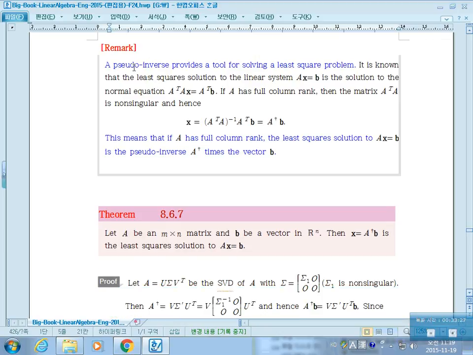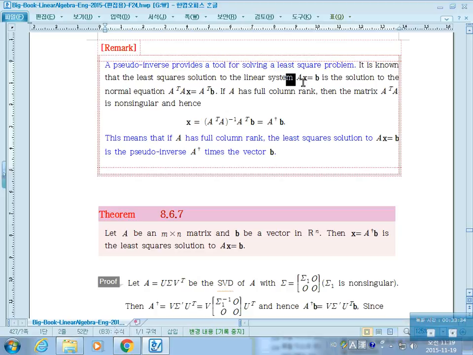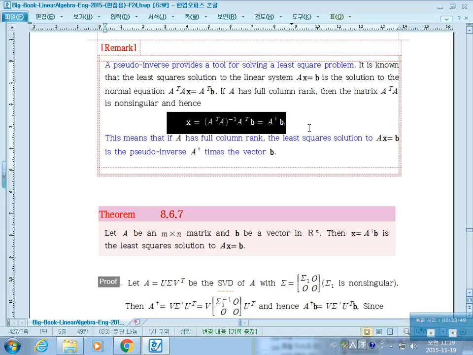Here is the remark. Pseudo inverse provides a tool for solving a least square solution. It is known that the least square solution to the linear system AX equals B is a solution to the normal equation A transpose AX equals A transpose B. If A has a full column rank, then A transpose A is a non-singular matrix, so just multiply the inverse of A transpose A times A transpose to B, which is A dagger, the pseudo inverse. So you just multiply the pseudo inverse of A to B to find the least square solution X.